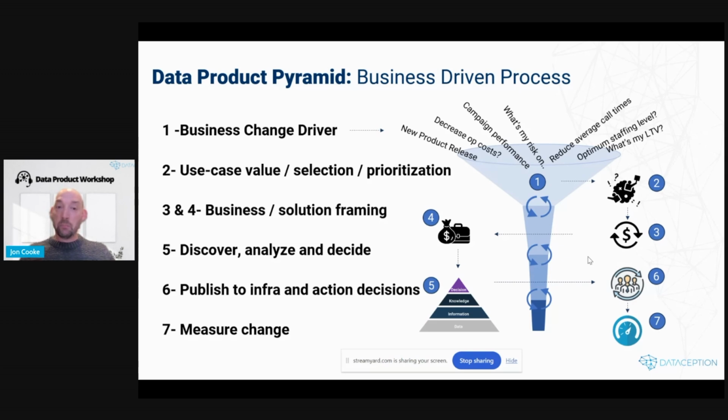We then do what we call business solution framing, which I'll talk about more, and which is really about: is it the right problem to solve? Are we solving it in the right way? We then find the valuable ones, turn those into the pyramid, publish that into the infrastructure, execute the decisions, and then measure. It's really important that when we build the decision, we also build the metrics around how to measure that decision. That forms the continuous loop of iteration.